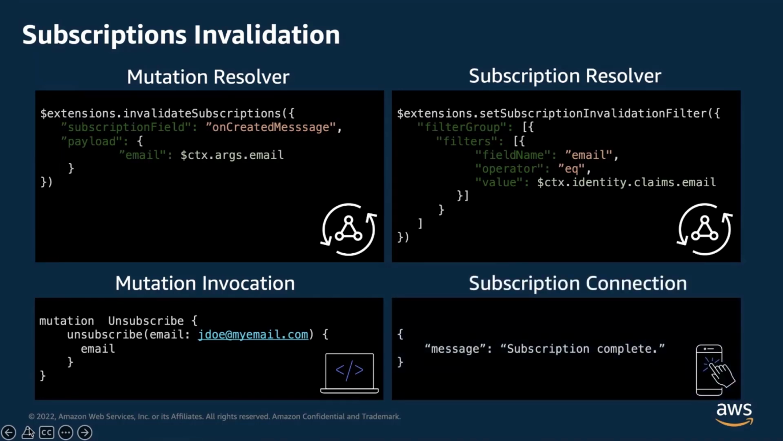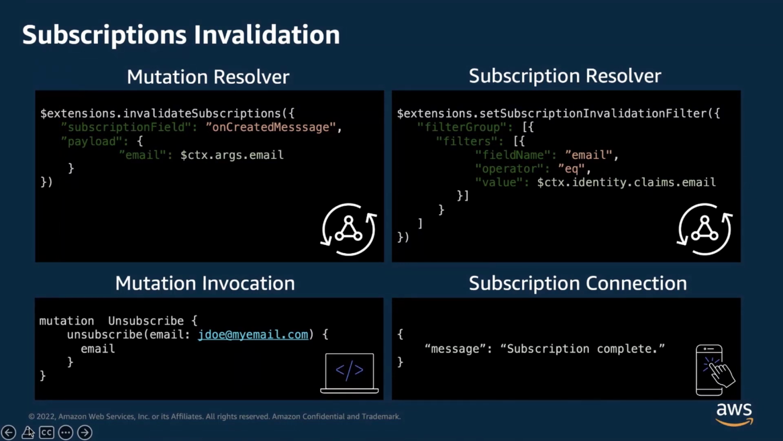So here we want the user with an email jdo@mymail.com to be unsubscribed. Imagine the user left the company or left a specific group, maybe in a chat, and we don't want JDO to receive any messages anymore. AppSync identifies all authorized connections from the user.